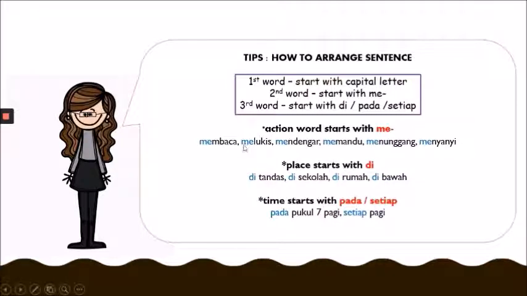And you look, all of those words, they start with the letter M-E. So that is how you know those are the action words. Or in Bahasa, we call it kata kerja, okay? This is how you know that these are your action words.